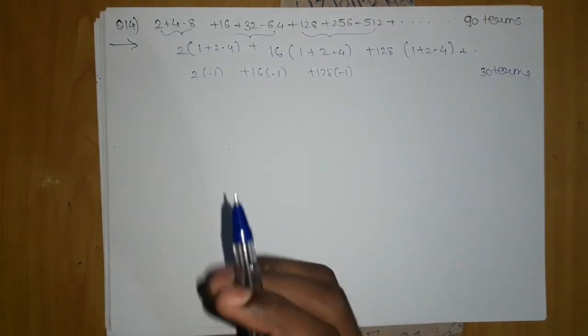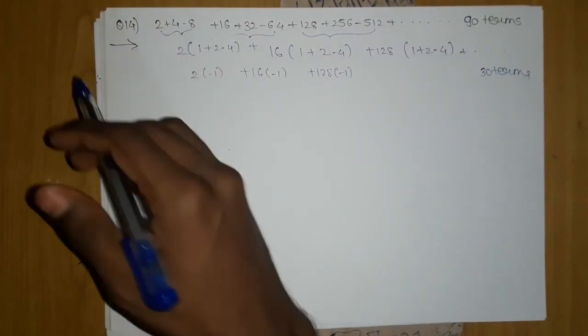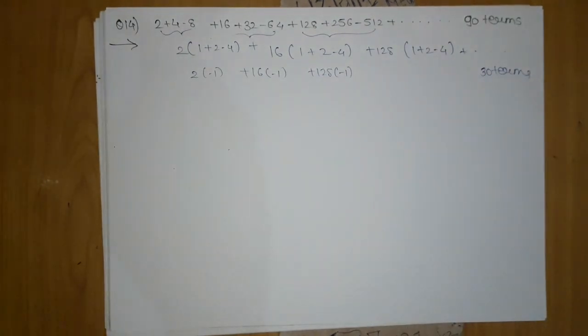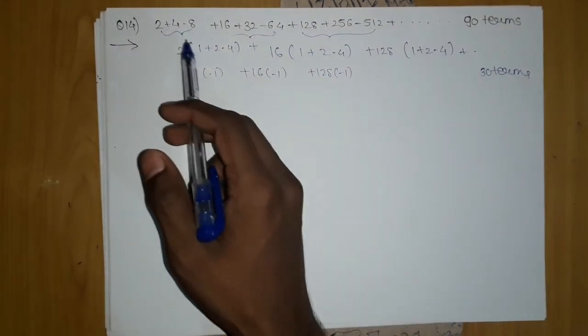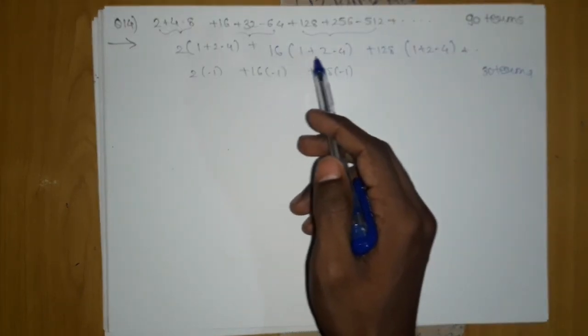So this is grouping. If you identify a grouping question, and the groups have something common, take it common and then make it simple. That is the motto of this question. I analyze the 3 terms. If I take 2 common, it will be 1 plus 2 minus 4. Then 16, 1 plus 2 minus 4, and 128, 1 plus 2 minus 4.